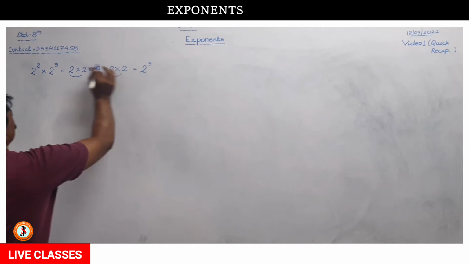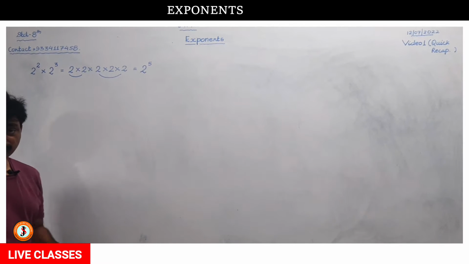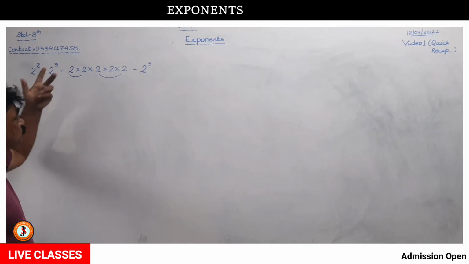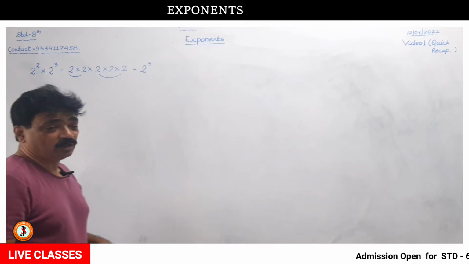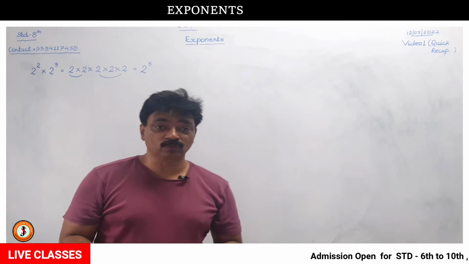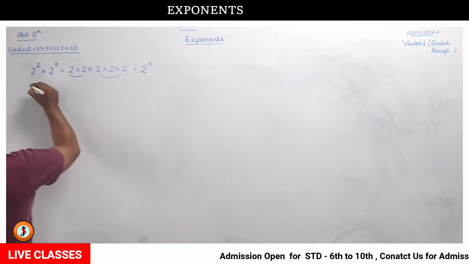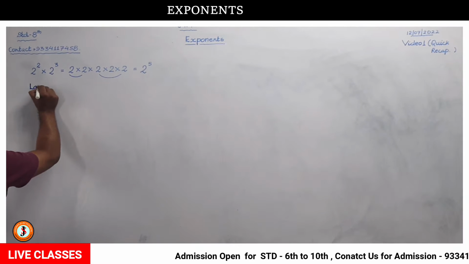Now here have a look. If we add the powers or the exponents, when the bases are the same, we get the same result. 3 plus 2 is 5. So the result is 2 to the power 2 into 2 to the power 3 is 2 to the power 5. So we put the first law in action, that is law 1.